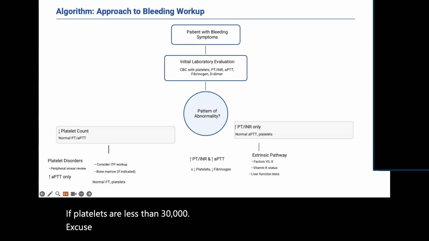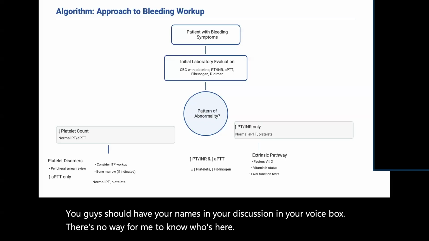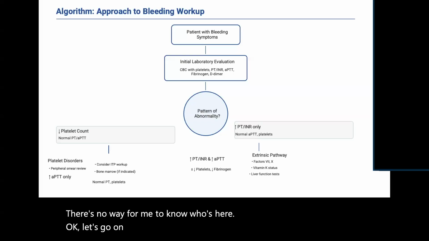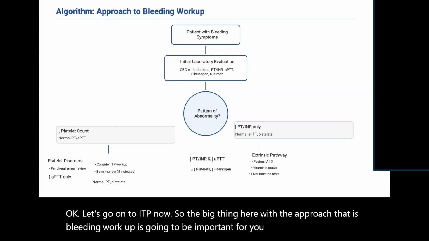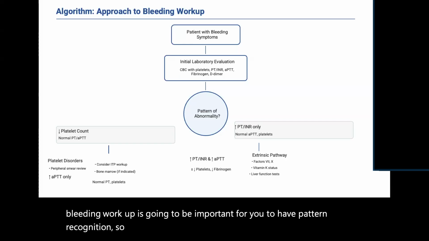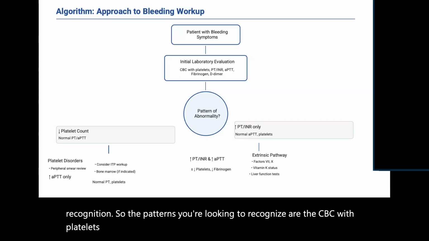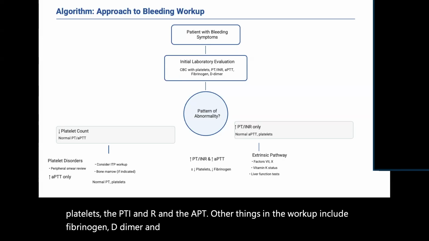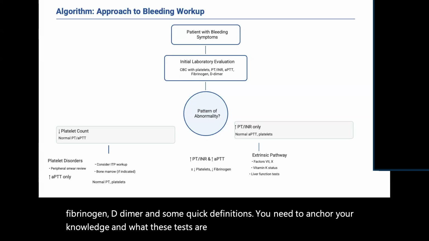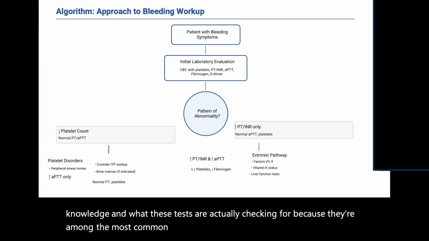Okay, let's go on to ITP now. So the big thing here with the approach to this bleeding workup is going to be important for you to have pattern recognition. So the patterns you're looking to recognize are the CBC with platelets, the PT/INR, and the APTT. Other things in the workup include fibrinogen and D-dimer. And some quick definitions you need to anchor your knowledge in what these tests are actually checking for, because they're among the most common that you will do.